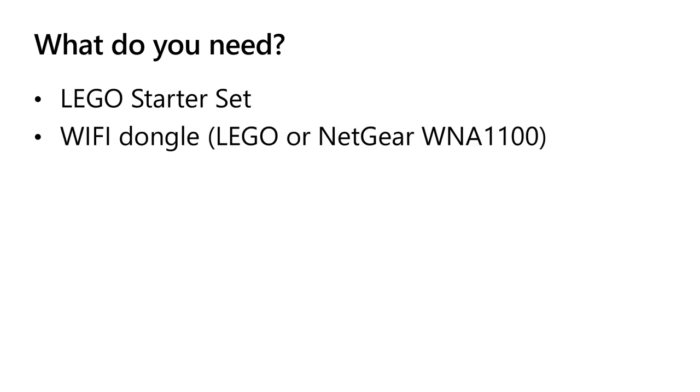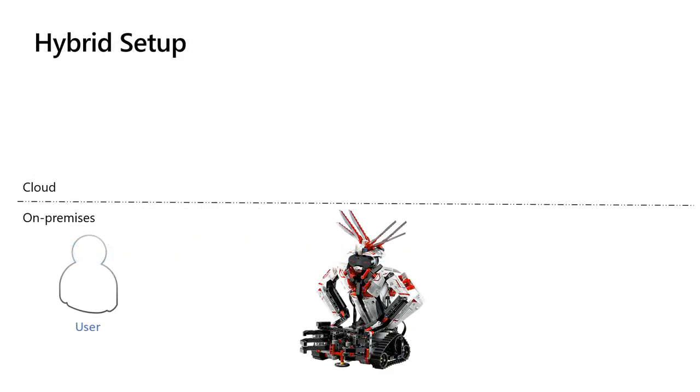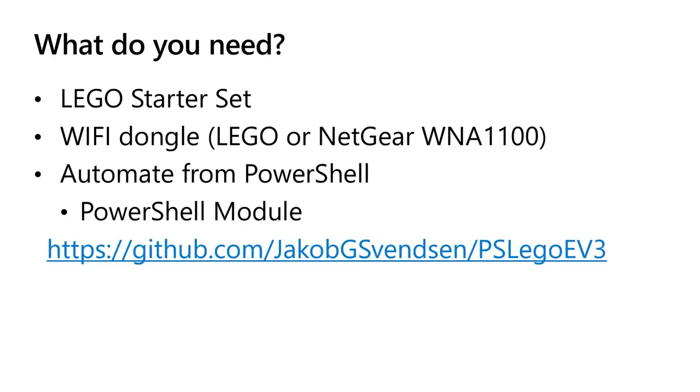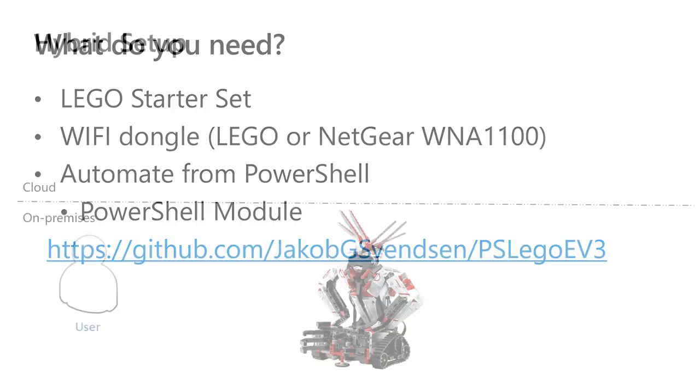So this is the Lego Mindstorms starter set. The only thing I've added is this little Wi-Fi dongle here to make it communicate over Wi-Fi, of course. And what I've done is develop a PowerShell module, which you can get from GitHub, to control the robot. I did that a couple of years ago, and the setup would look like this.